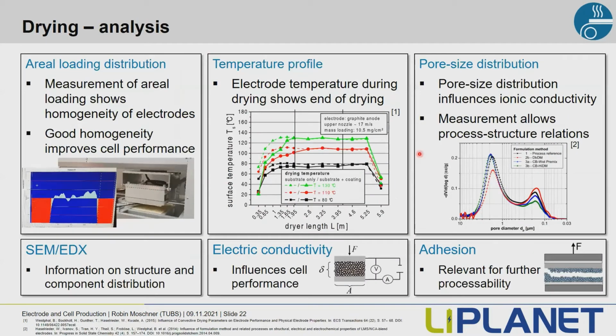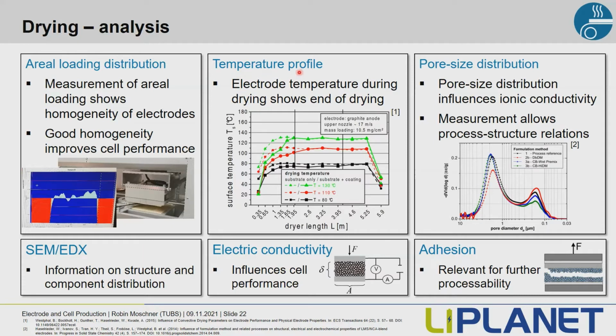Ways to analyze our dried or drying electrodes are, for example, area loading distribution measurements, which give us an idea of the homogeneity of the area loading distribution. This is important because the area loading distribution is quite important for the cell performance and especially for the balancing.